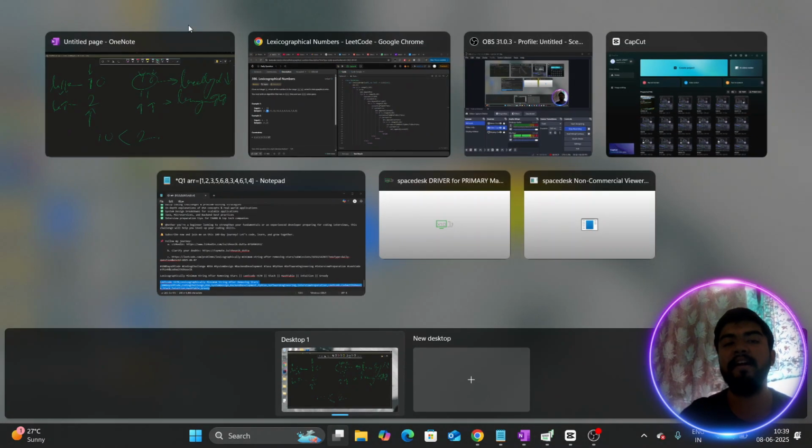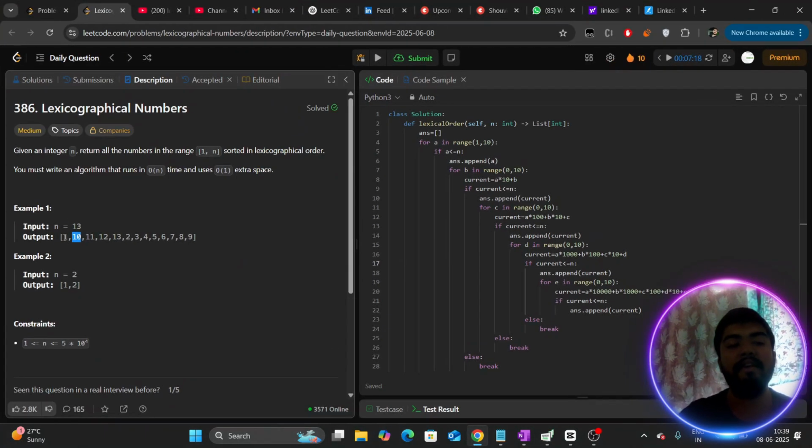The rest I think is very straightforward. So here you can see 1, 10, 11, 12, 13. Then I get 2, 3, 4, 5, 6, 7, 8, 9. Now for n equals 2, it is simplest, for sure 1, 2.